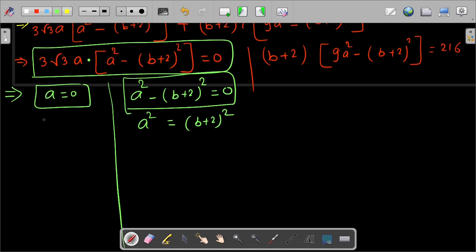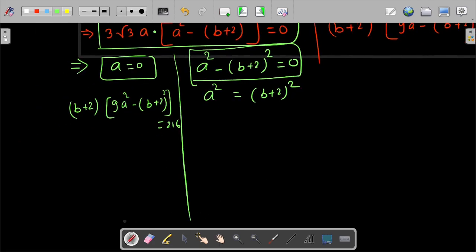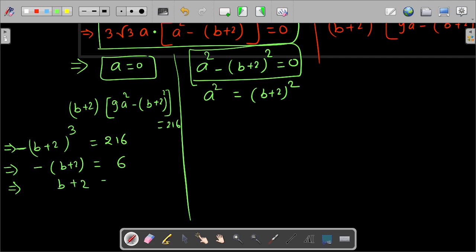When a equals 0, use the second equation, that is 9a square minus (b plus 2) whole cube, and this should be equals to 216. So when we put a equals 0 here, what do we get? It's minus (b plus 2) whole cube equals 216. So from here minus of (b plus 2) equals 6, since the cube root of 216 is 6. So b plus 2 equals minus 6, and from here b equals minus 8.